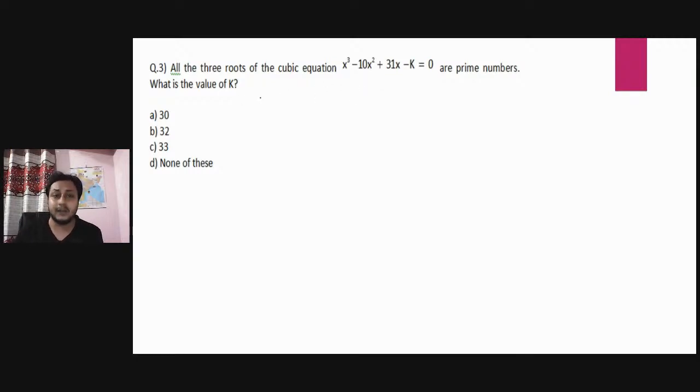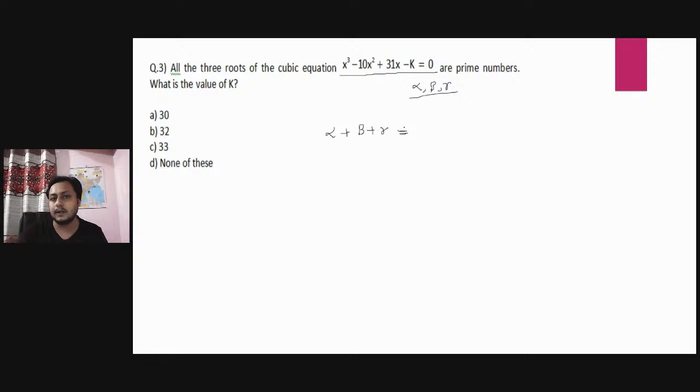So you have to find the value of k. So this cubic equation, guys, has three roots. Let's say alpha, beta, gamma. The sum of the roots taken one at a time means alpha plus beta plus gamma.